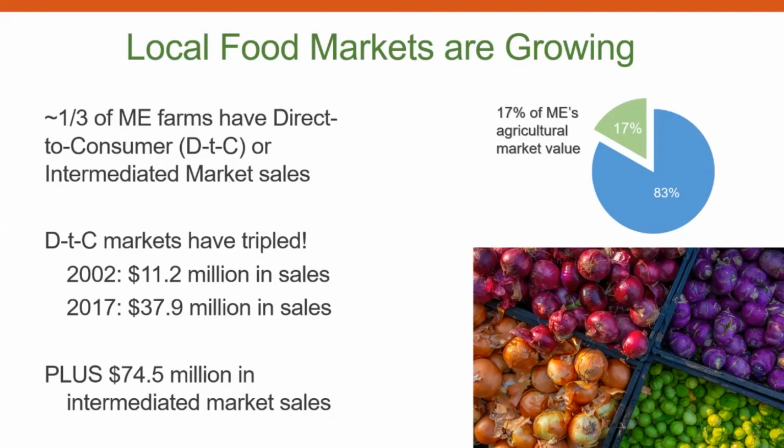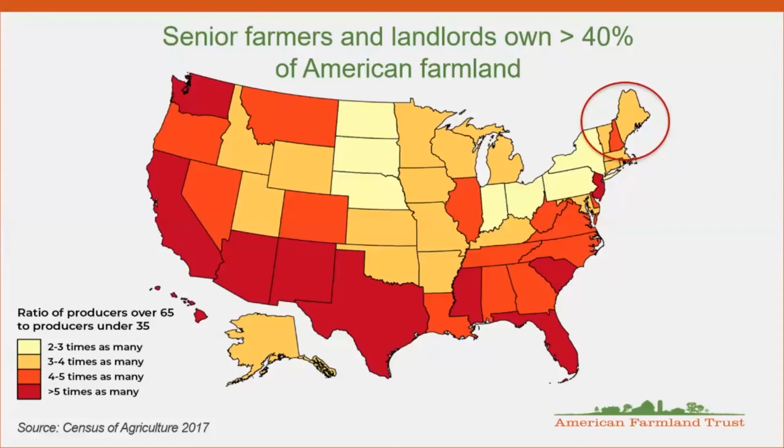Meeting demand from these markets requires more land and more farmers, and more farmers are going to have to balance the challenges and opportunities of farming in metro and adjacent counties, where you see a lot of this low density residential development spreading across the countryside. So let's go to the next one. I think that's some hope.